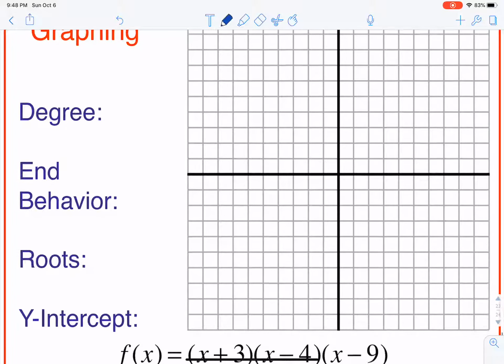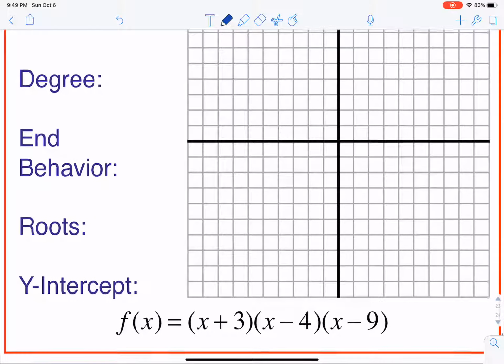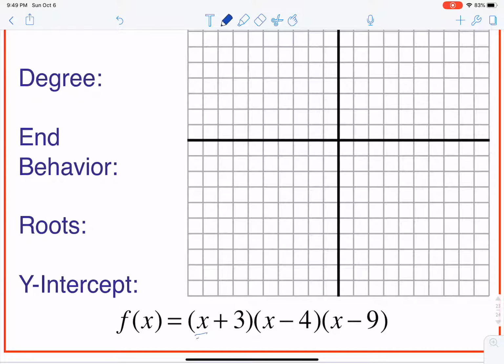So here I have a polynomial, and the directions are to graph it. So the degree: how many x's am I multiplying together? The degree of this is 3, and my lead coefficient is a positive 1. So I know my end behavior will be as x approaches infinity, y approaches infinity, and as x approaches negative infinity, y approaches negative infinity. Just a rough sketch here, my end behavior will end up looking something like this.